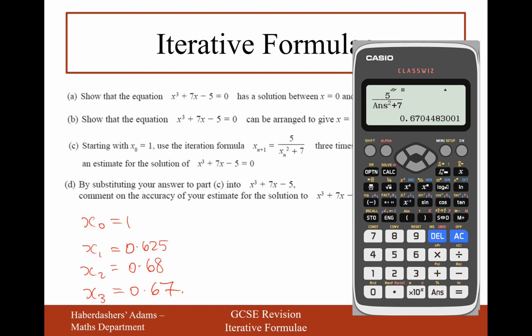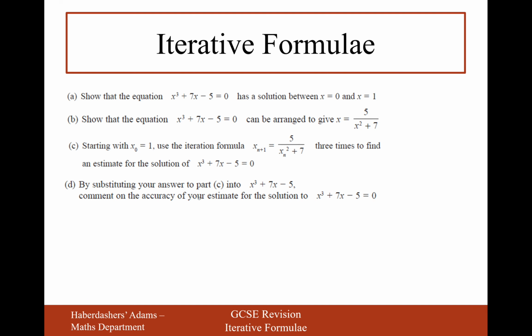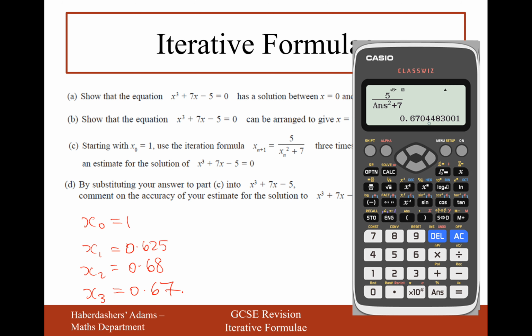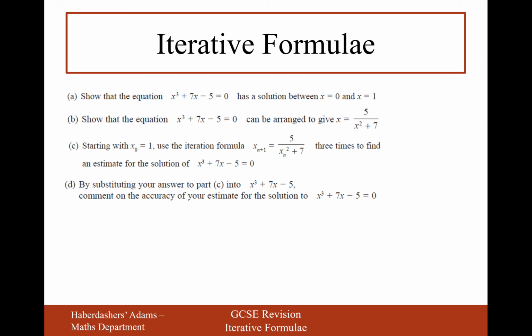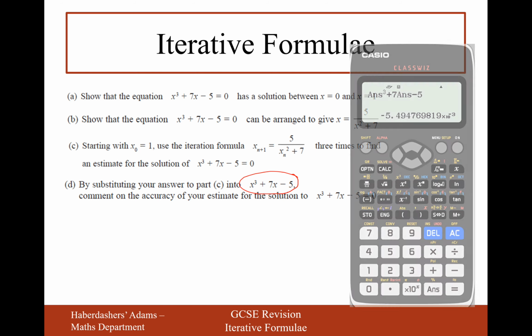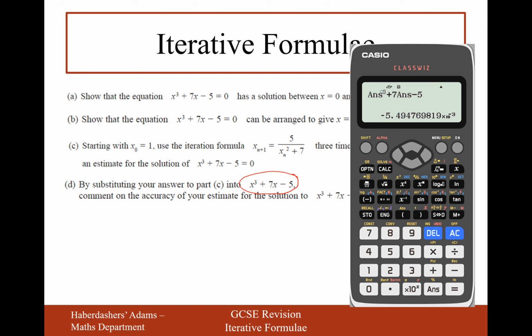Then the final thing we need to do for part D is by substituting your answer into part C into x cubed plus 7x minus 5, comment on the accuracy of your estimate to x cubed plus 7x minus 5. So what I'll do then, whilst my 0.67044830001 is still in my calculator, I'll type this into this expression here, but use the answer value instead of x. So answer cubed plus 7 answer minus 5, that will give me the most accurate answer for this.